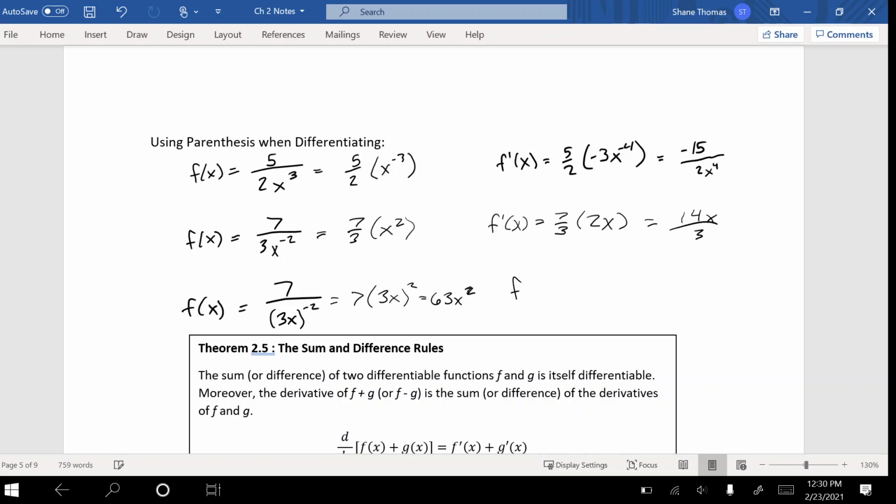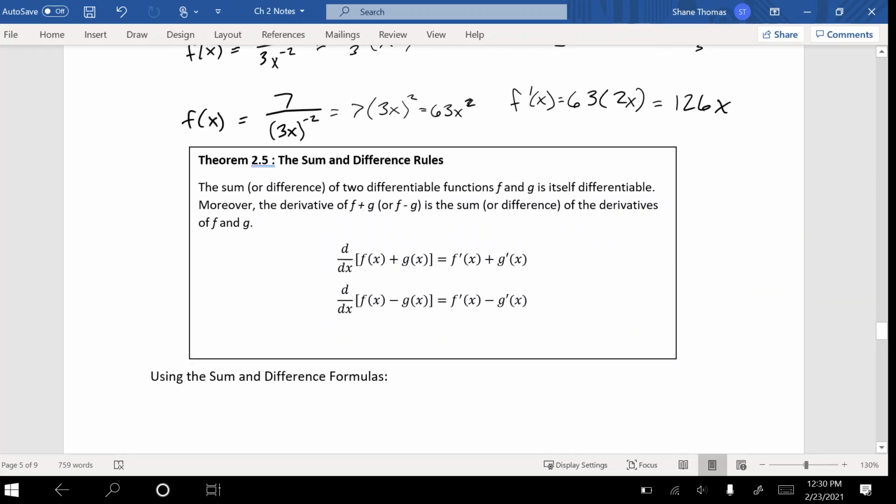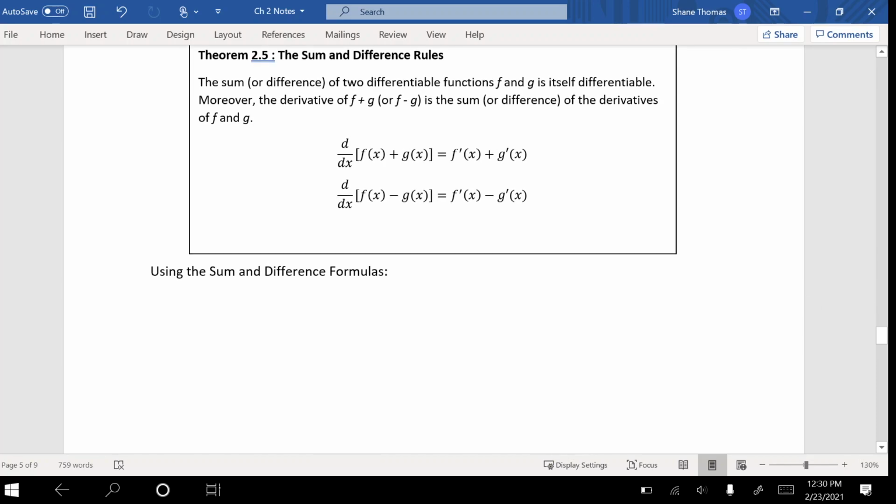All right, now f prime of x, now differentiate it now. I'm going to have 63 times 2x. So I differentiated the x squared, and that leaves me with 126x. All right with that? All right, now probably the easiest theorem, sum and difference rules.